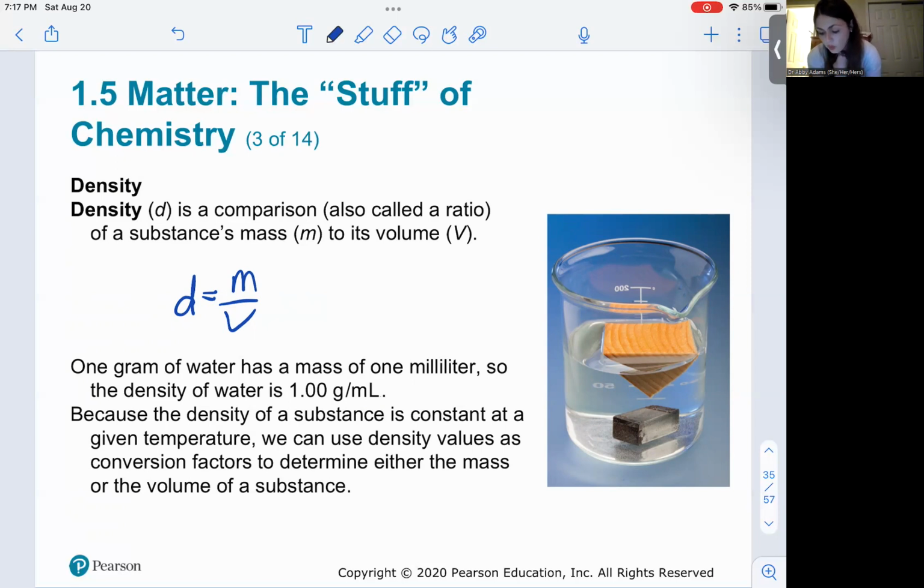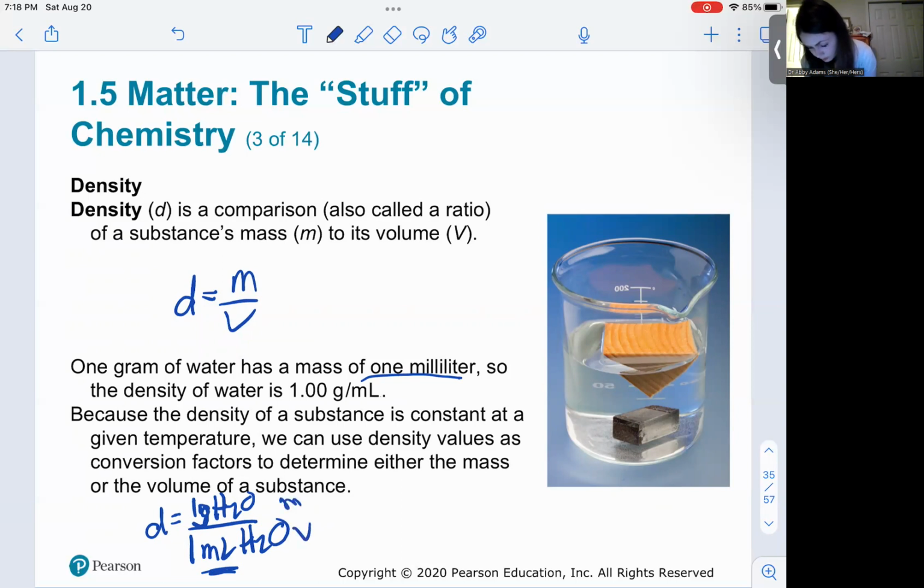So 1 gram of water has a volume of 1 milliliter, okay? That basically means, if you would write this out, that D equals 1 gram H2O over 1 mL H2O. So this unit of grams that we use when we're talking about mass, and here when we're talking about the volume, right? So we have mass over volume equals density.